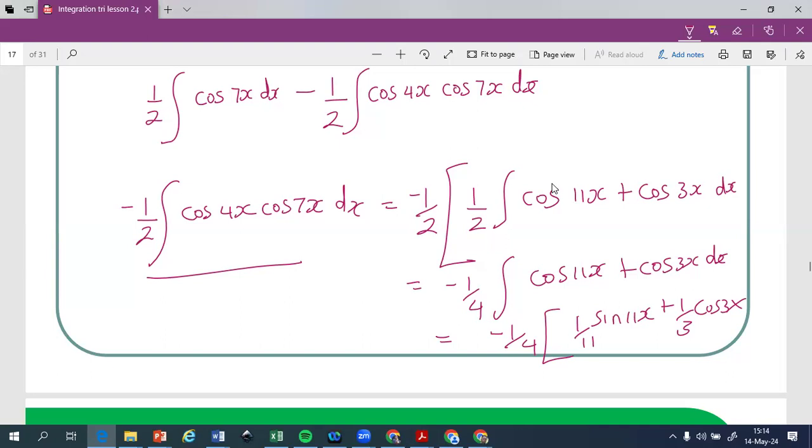So that's where we got it, members. Those who are not getting the 44, the 44 came from that point there. So this one will give us negative 1 out of 44 sine 11x, and negative times 4 times 3 is 12. I think, are you on the same page now?